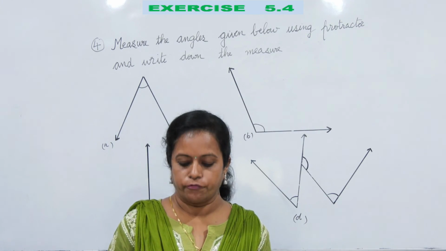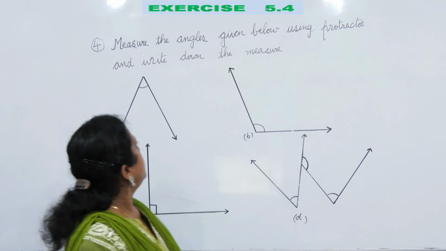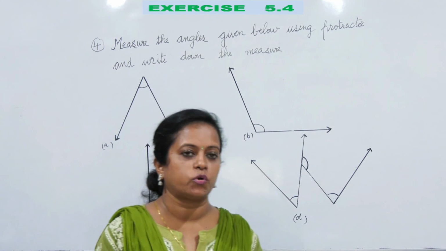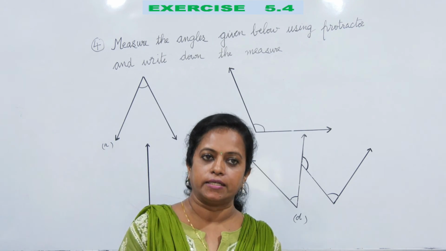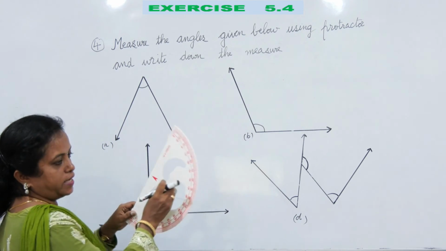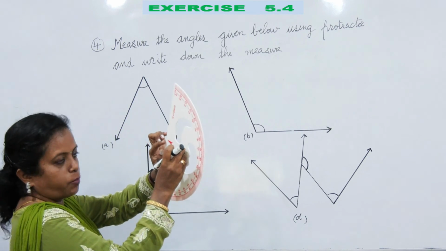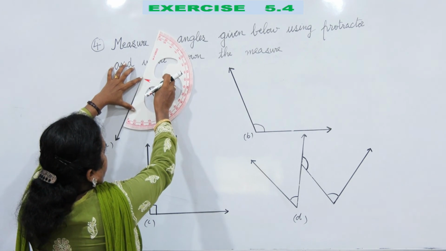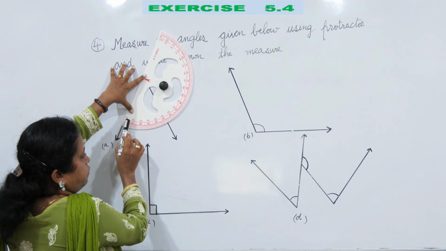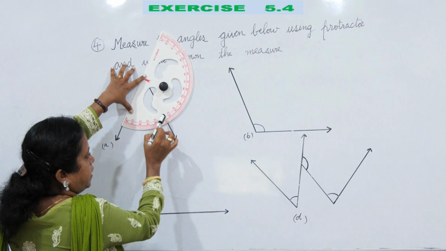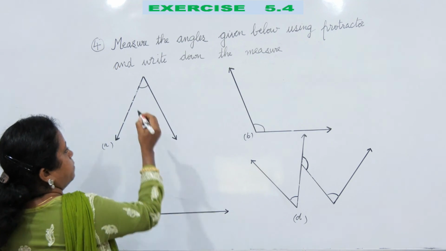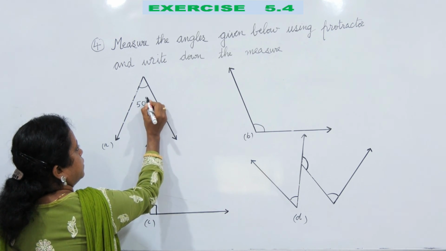Now let us solve question number 4 of exercise 5.4, which reads, measure the angles given below using a protractor and write down the measure. You have to use a protractor and measure the angles as we learned and write the measure. The first angle, you have to place the midpoint at the vertex and the straight edge lying on any one of the arms. So I have to take the reading which starts from 0. At the other arm, it ends at the mark 50. So the measure of the first angle is equal to 50 degree.